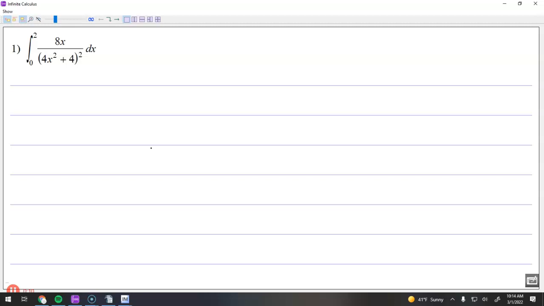So we're doing U substitution, but with definite integrals. There is a kind of shortcut, which is the standard way to do it, but you might not. So let's go through it. First of all, I would rewrite it as the integral from 0 to 2 of 8x times (4x squared plus 4) to the negative second, right? So then what's u?